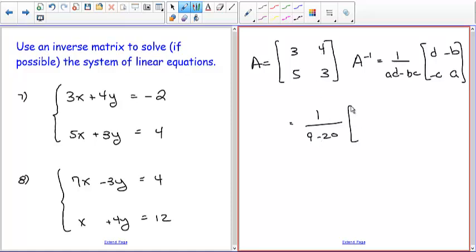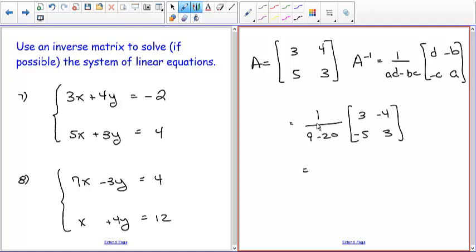And then what you do is you switch. This is A and this is D, so you switch A and D, which are both 3. So this B goes up there and that comes down to there. And then A, B, C, D: these you leave the same, but you change the sign. So this becomes negative 5, and this becomes negative 4.